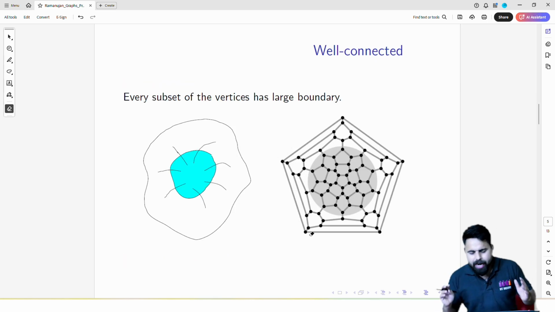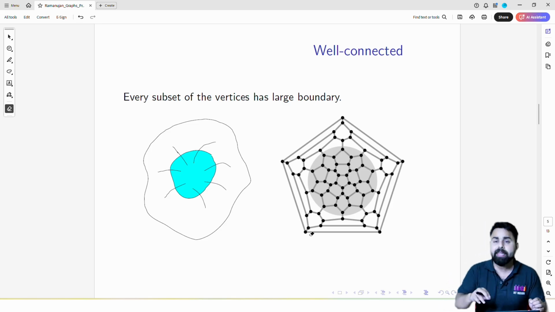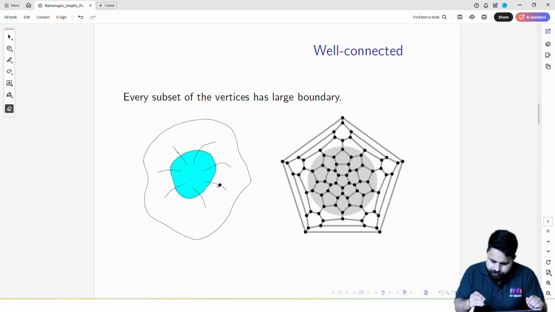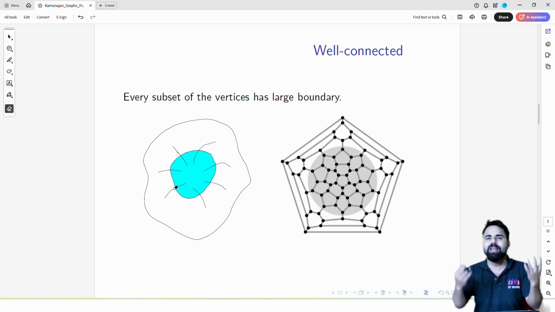Let us now go ahead with well connected. Again, just look at the picture here. I will give you a very informal notion of what well connectedness means. On the left-hand side, I have picked out some subset, shown in green. The number of edges going from green to white, that is, to its complement: 1, 2, 3, 4, 5, 6, 7. The set of these edges is called the boundary of that subset.